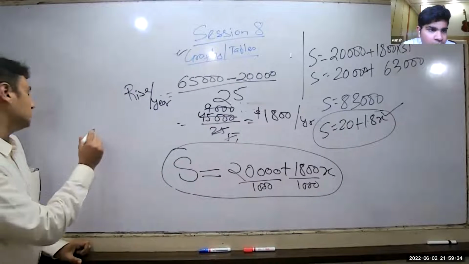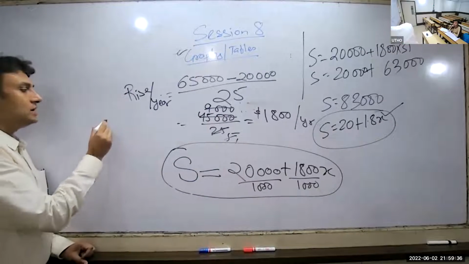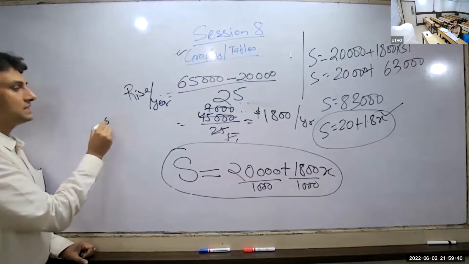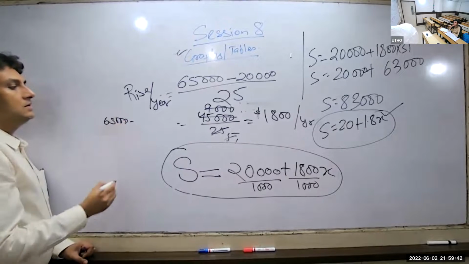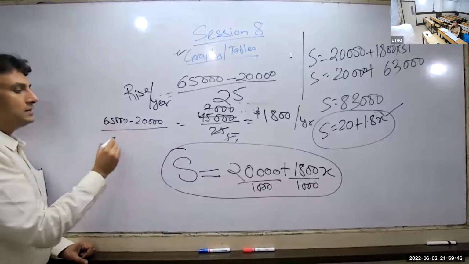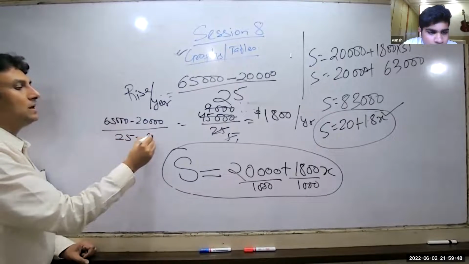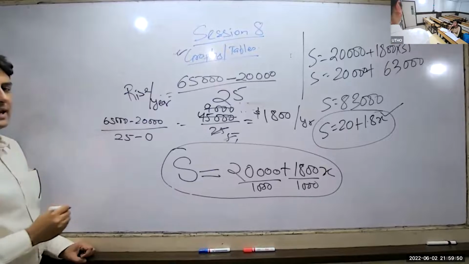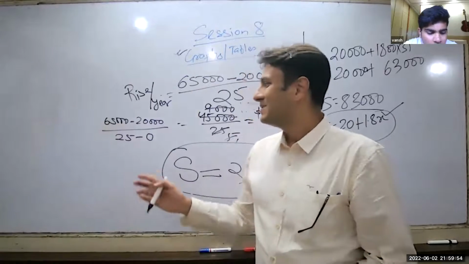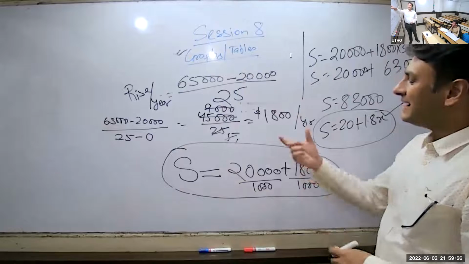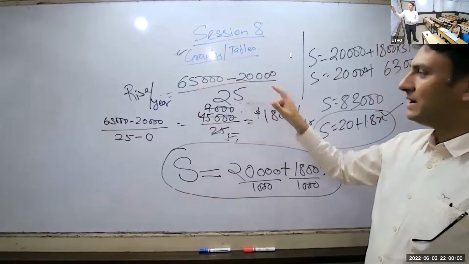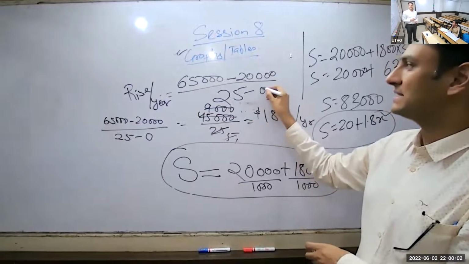Y2 is 65,000. Y1 is 20,000, upon X2 is 25, minus X1 is 0. Is that what it is? Same here. Yes, so the 1800 that I got is the same thing. I have done the same thing: y2 minus y1 upon x2 minus x1.